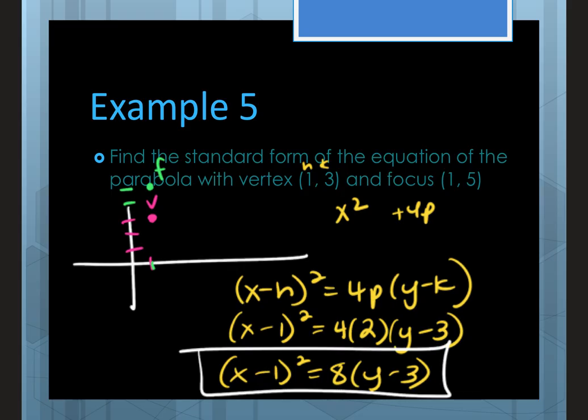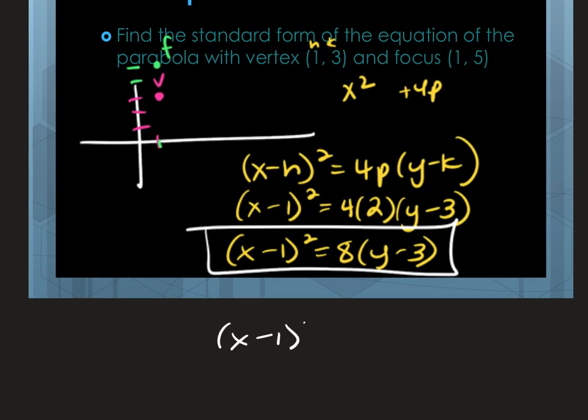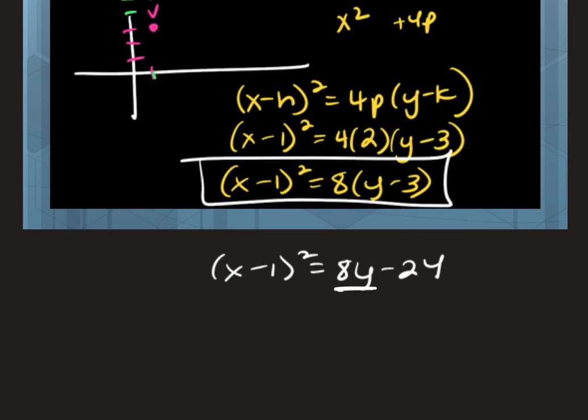You don't have to distribute it? No, you actually don't want to. Good question. If it is distributed, you have to take it out. Like if it said (x - 1)² = 8y - 24, you can't have these two next to each other. You have to take them out, which is what's going to happen when we get into completing the square on the parabola. We'll save that for tomorrow.